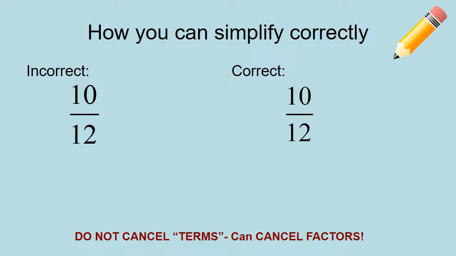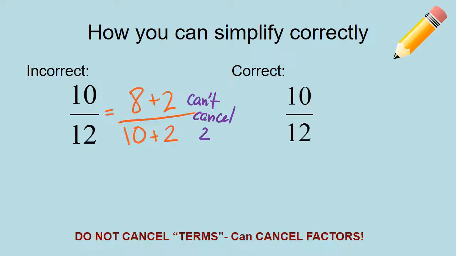So let's talk about how I can simplify correctly. Let's look at 2 examples. Think of 2 numbers that add to get 10. If I have, let's say, 8 plus 2, and then let's say 12, I do 10 plus 2. I can't cancel the 2's, okay? I can't cancel the 2's because they are terms. You can't cancel terms. So one way to remember this is if I'm adding or subtracting something on, that's a term. It can't just go away. But if I have a factor implying multiplying.